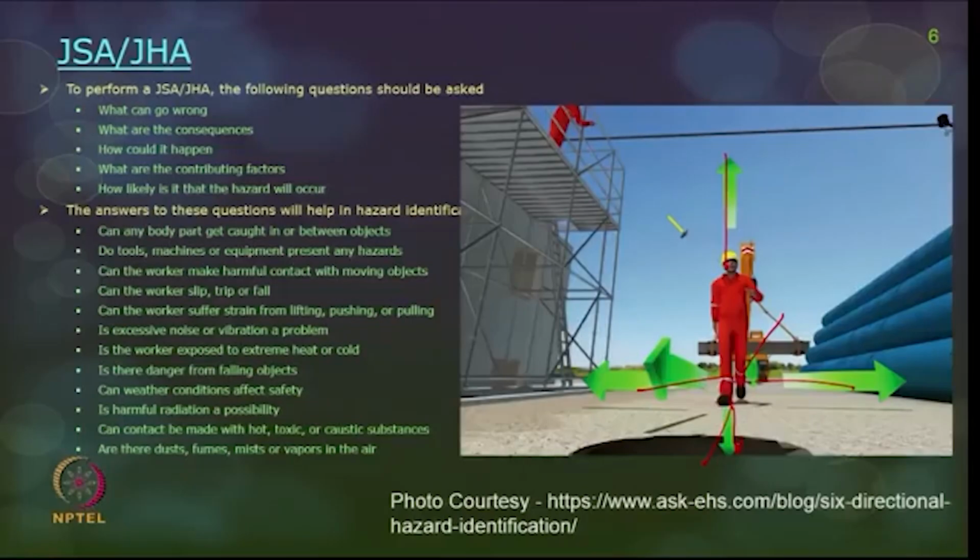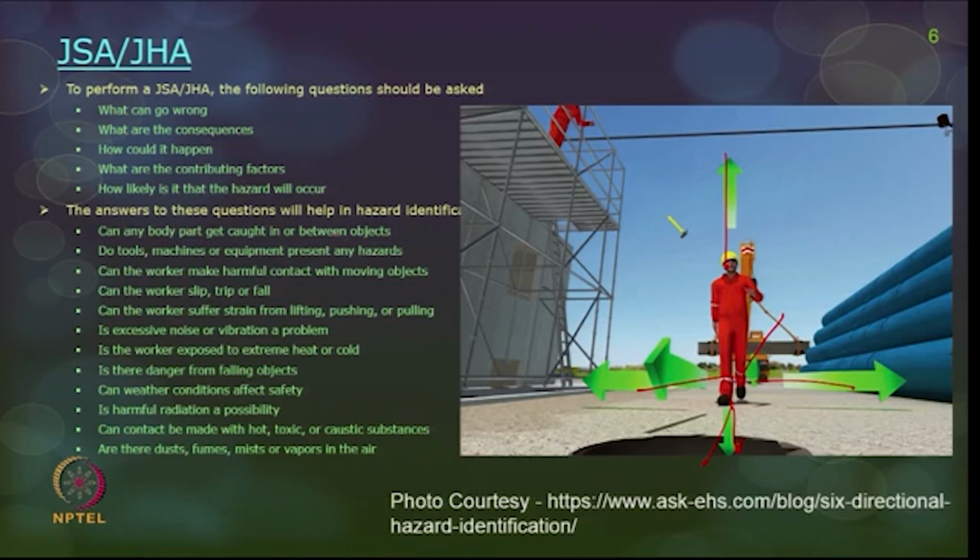Some sample questions: what can go wrong, what are the consequences, how can it happen, what are the contributing factors, how likely is it that the hazard will occur. The answers can be, again, probable answers. Can any body part be caught in or between objects? Do tools, machines or equipment pose any hazard? Can the worker make harmful contact with moving objects? Can the worker slip, trip or fall? Can the worker suffer strain from lifting, pushing or pulling? Is excessive noise or vibration a problem? Is the worker exposed to extreme heat or cold?